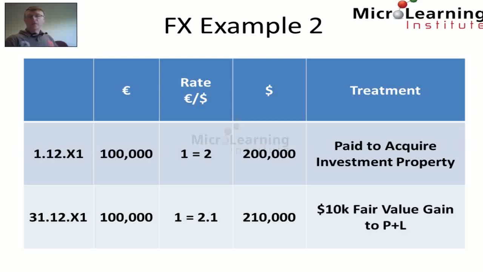So what we do with this now is we recognize a 10k fair value gain to profit and loss. Okay, so again, this is a fair value gain on the investment property, and in line with IAS 40, this is recognized directly to profit and loss.